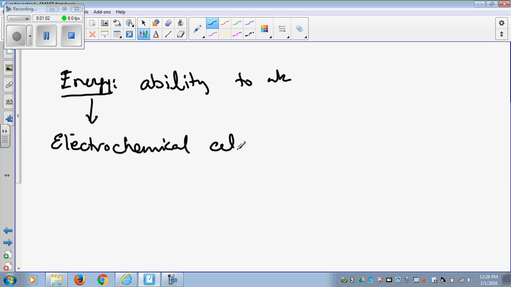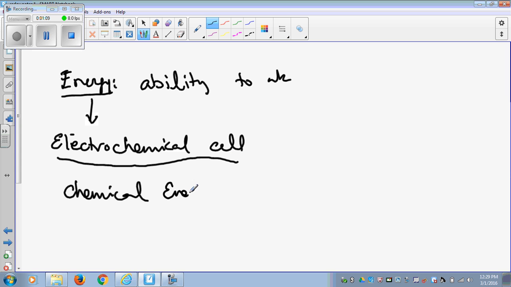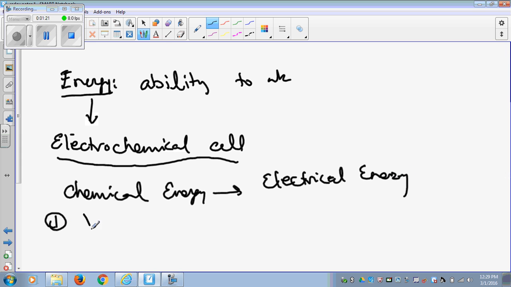Electrochemical cell. The job of the electrochemical cell is to convert the chemical energy into electrical energy. So how do we do that? What is the equipment that we use? We can use two different types of cells. One is called the voltaic cell, or galvanic cell, same thing, or the other one is the electrolytic cell.